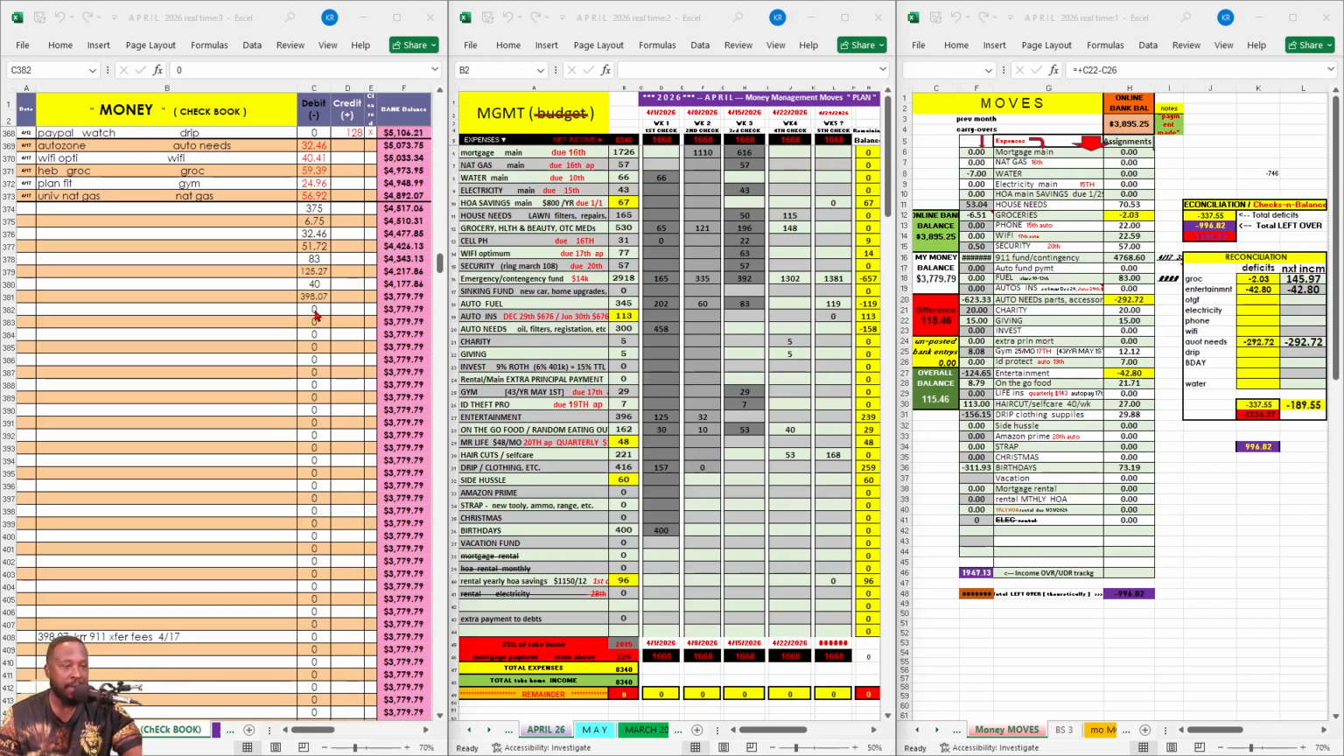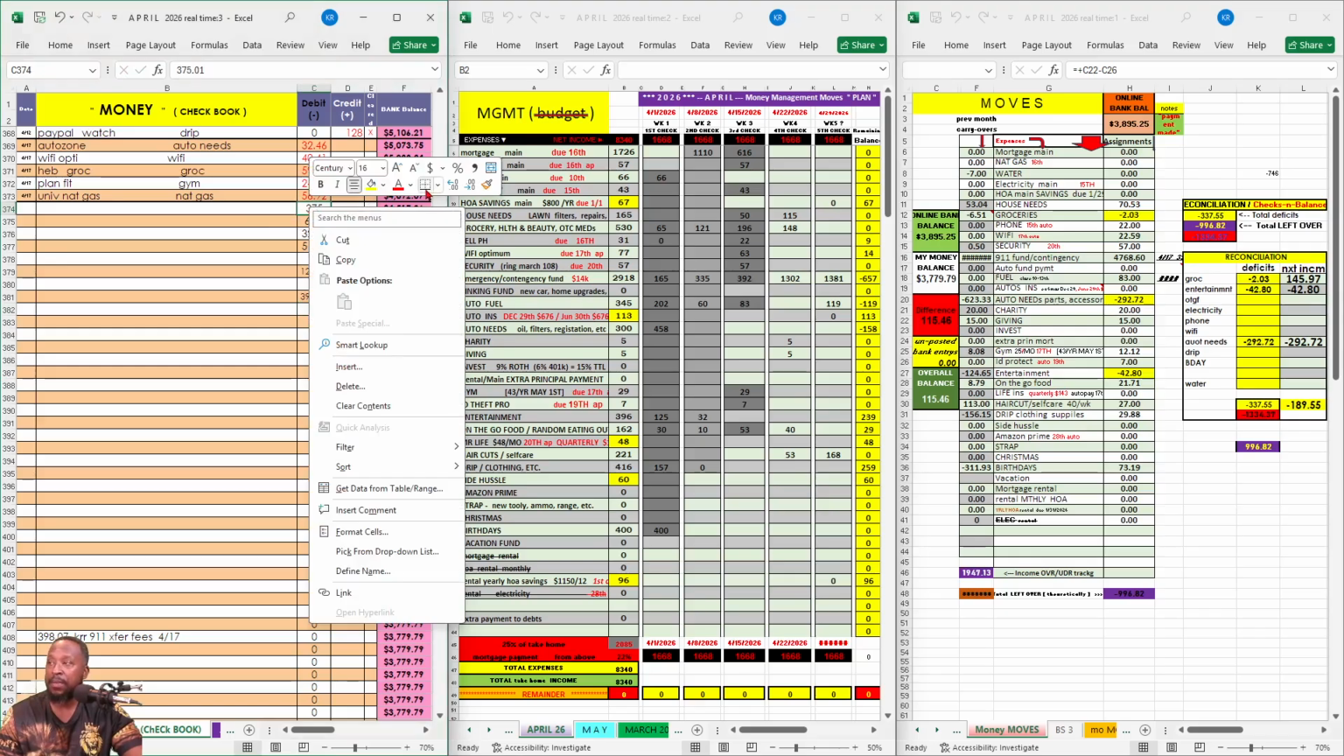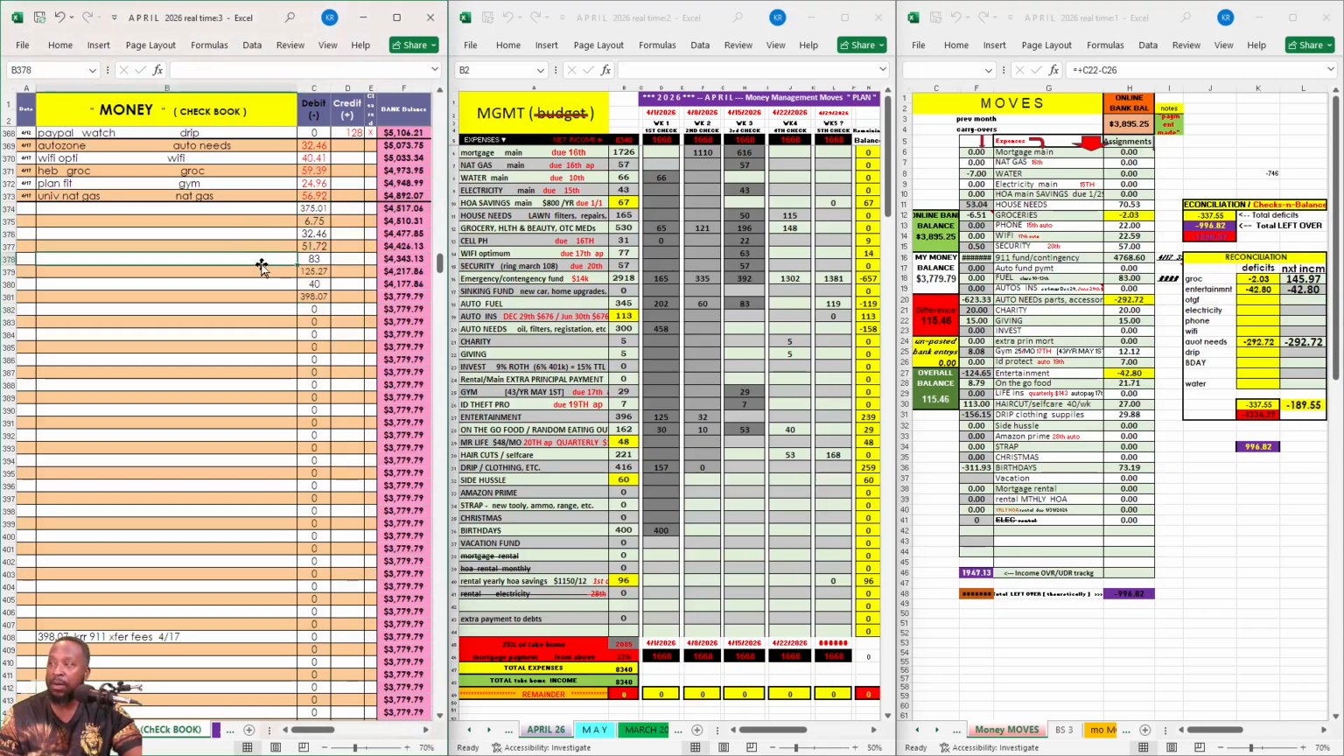On the online banking statement, let me just double check to see if I missed anything. So I got the 375.01. Sometimes these numbers are a little long, so they don't completely fit inside the cell like I have it formatted. 375.01, 675, 32.46, 51.72, $83 even.